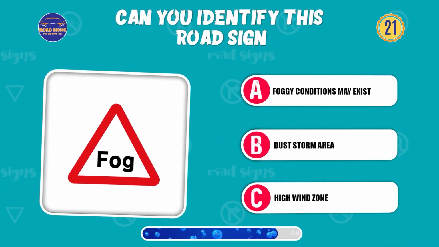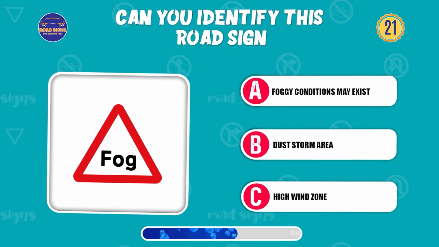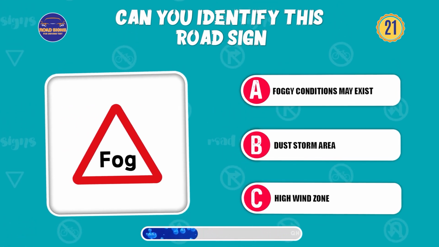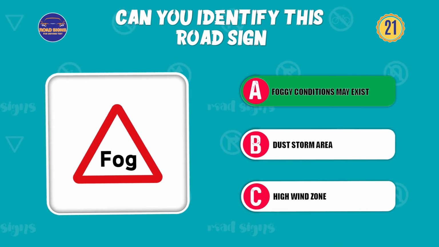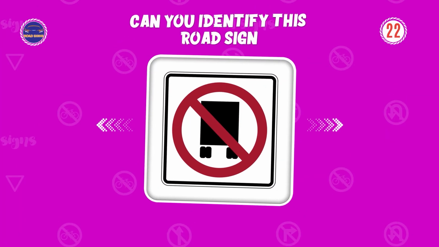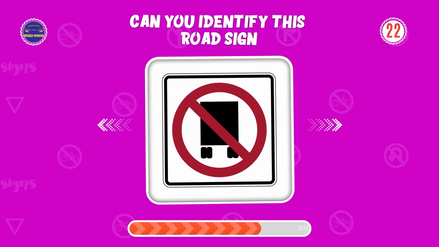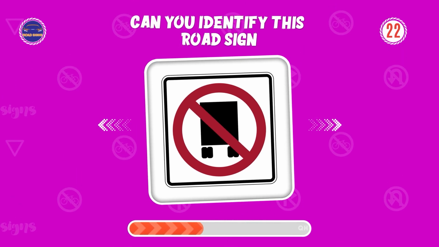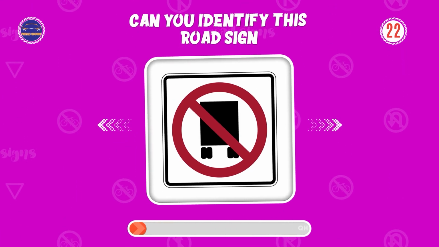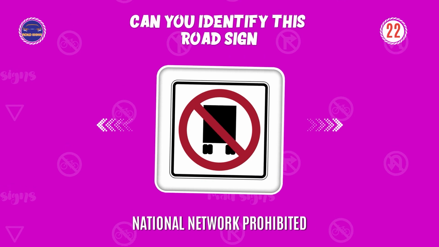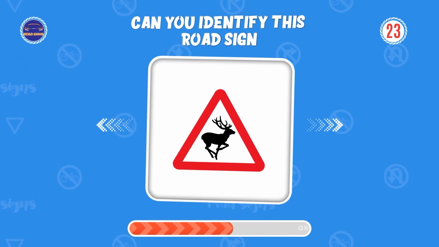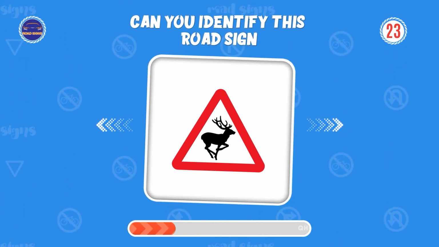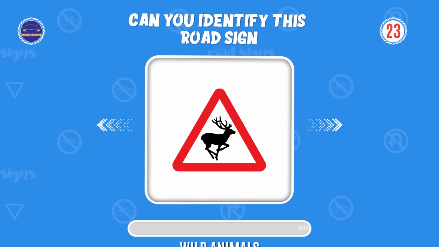What environmental condition does this sign warn about? A. Foggy conditions may exist. What restriction does this sign enforce? National network prohibited. What hazard is indicated by this sign? Wild animals.